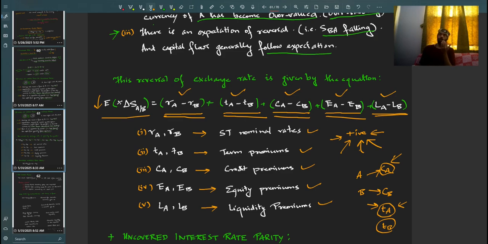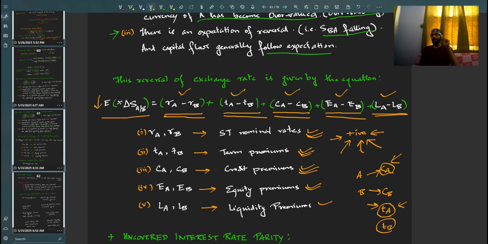If you are investing in bonds, maybe things will end at this level: short-term nominal rates, term premium and credit premium. It will end here. It will not go beyond that. If you are investing in public equity, then maybe 4 steps will be required: short-term nominal rates plus term premium plus credit premium plus equity premiums. It will end at step 4.